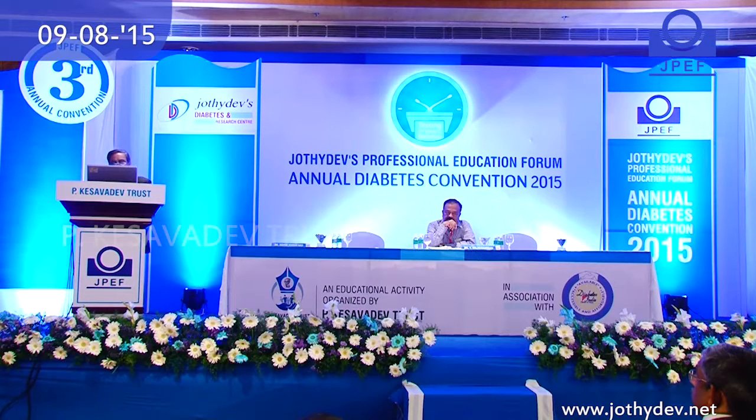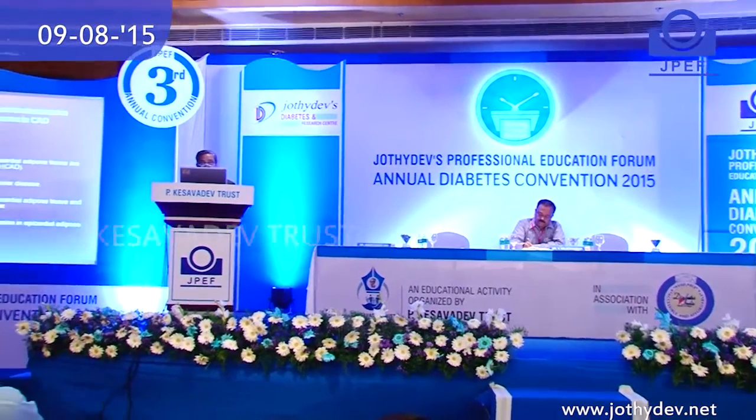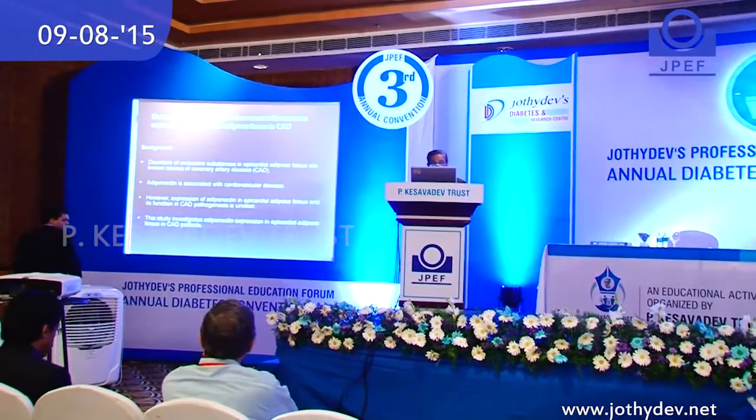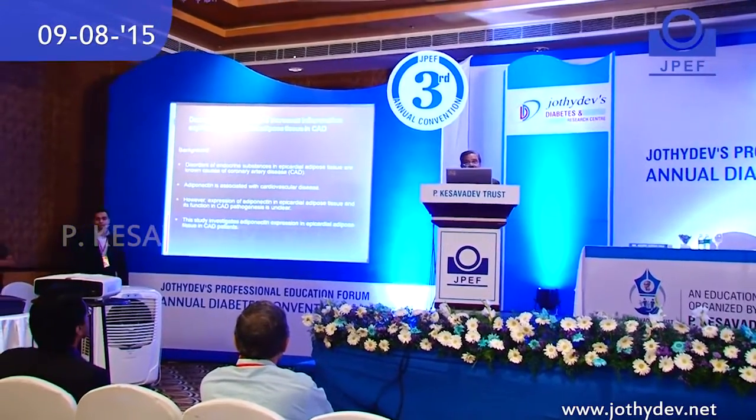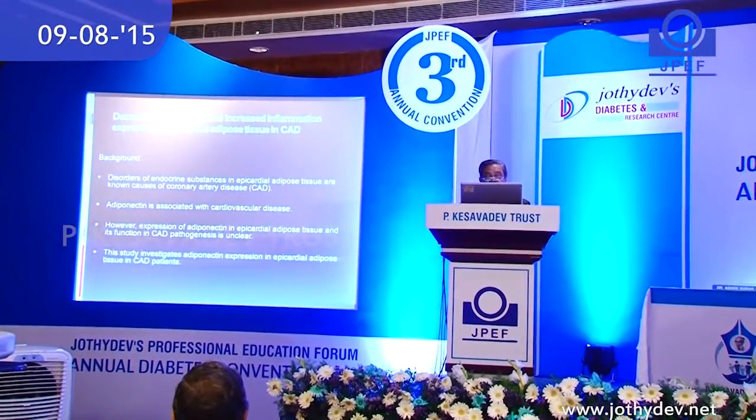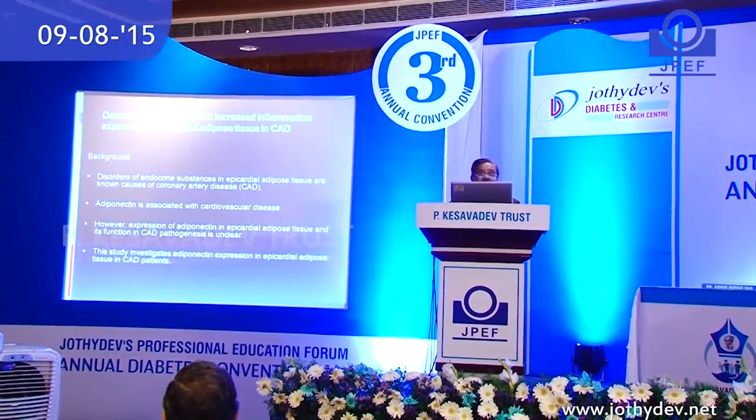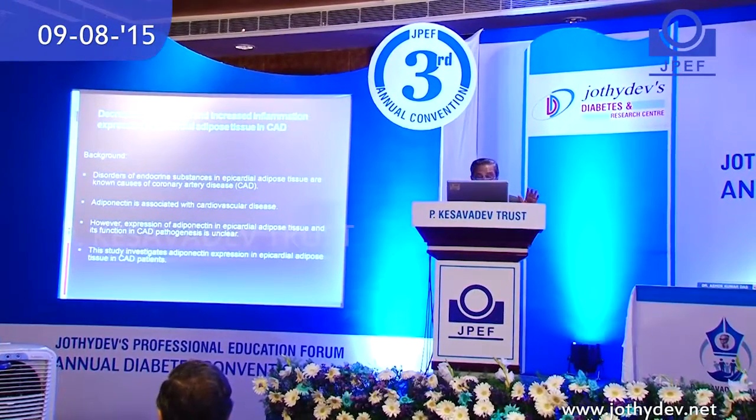Now, today there are two other things which are gaining importance. One is the epicardial fat: epicardial fat as a sign of inflammation, and epicardial fat as a risk factor for diabetic heart disease, and also the role of adiponectin. Now, it has been shown that epicardial adipose tissue is a known cause of CAD and adiponectin is associated with CVD. However, the expression of adiponectin in epicardial adipose tissue and how it produces CAD is not yet clear.